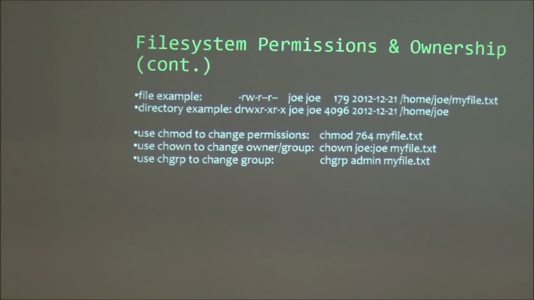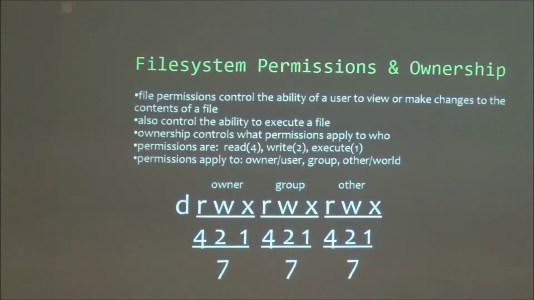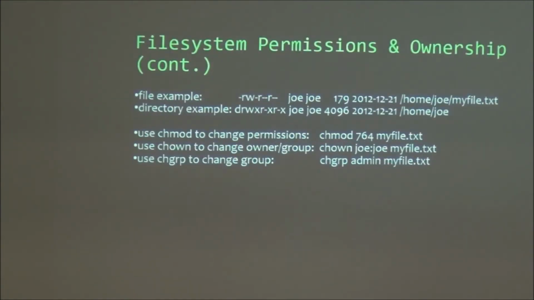All right. So, if you guys look at the screen, you remember this 4, 2, 1, read, write, execute for owner, group, and other, right? Can somebody tell me what the permissions are for the first one, for the file example?